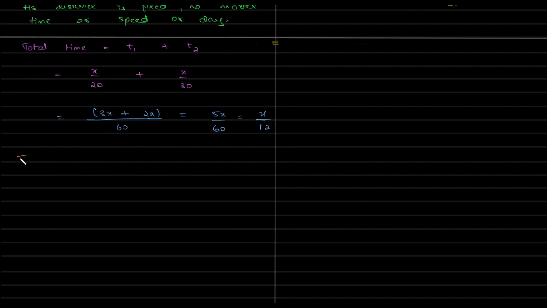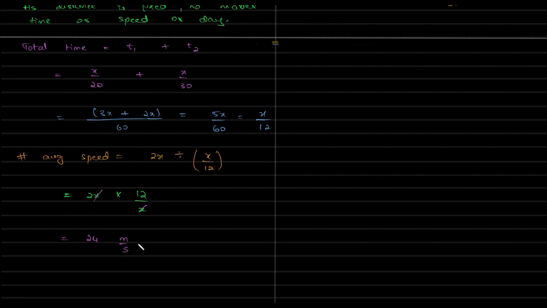And now we have the average speed. How? We have the total distance 2x divided by total time, that is x by 12. So that would be equal to 2x into 12 by x. So this is x and x, which cancel, giving 24.